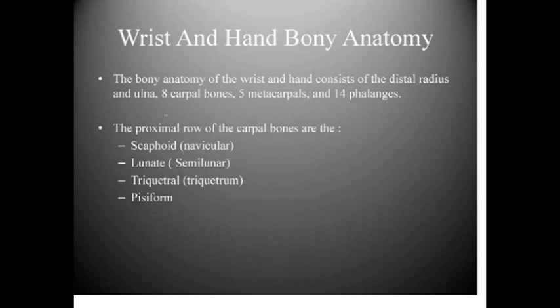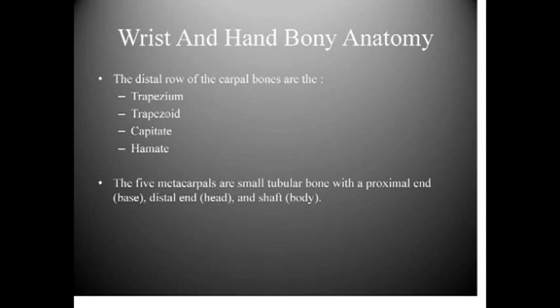The bony anatomy of the wrist and hand consists of the distal radius and ulna, 8 carpal bones, 5 metacarpals, and 14 phalanges. The proximal row of the carpal bones are the scaphoid, which is sometimes called the navicular, the lunate, also called the semilunar, triquetral, also called the triquetrum, and the pisiform. The distal row of carpal bones contains the trapezium, the trapezoid, the capitate, and the hamate.